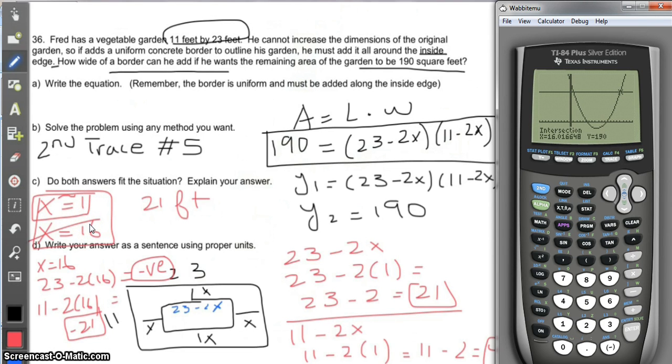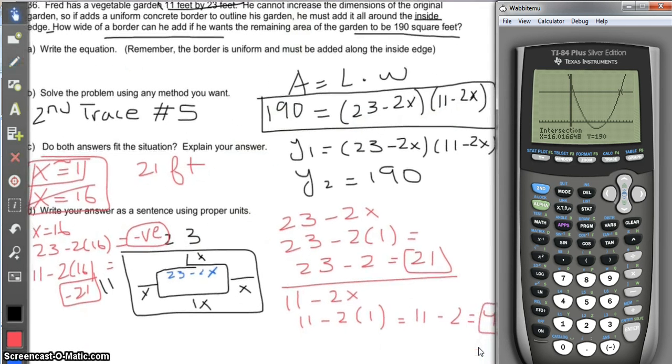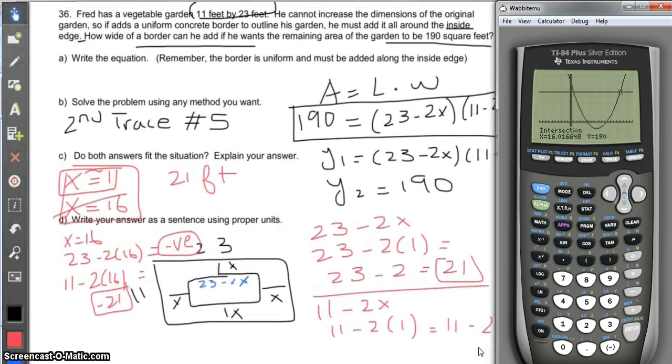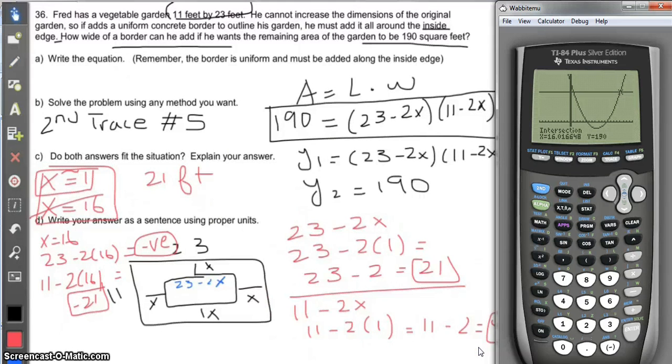Now, most of the time only one of them is going to work. You plug it in. The one that's going to give you a positive answer is going to be the one that you're going to be accepting, since length and width can only be positive, it cannot be negative. So as you can see, 1 foot is the one that's going to work. Now again, a sentence would be, he can make a border of 1 foot around his garden.